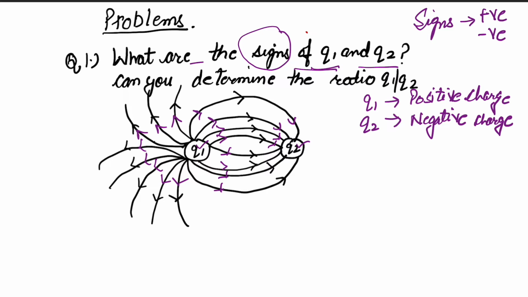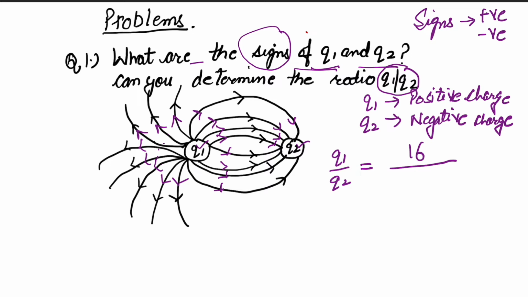Now we are supposed to determine the ratio Q1 by Q2. Q1 by Q2 directly depends upon the number of lines around Q1 and number of lines around Q2, because the charge strength depends upon the density of lines around it. So, if you look at the Q1, there are 1, 2, 3, 4, 5, 6, 7, 8. 8 lines on this side and 8 lines on this side. So, there are total 16 lines which are coming out from the charge Q1.